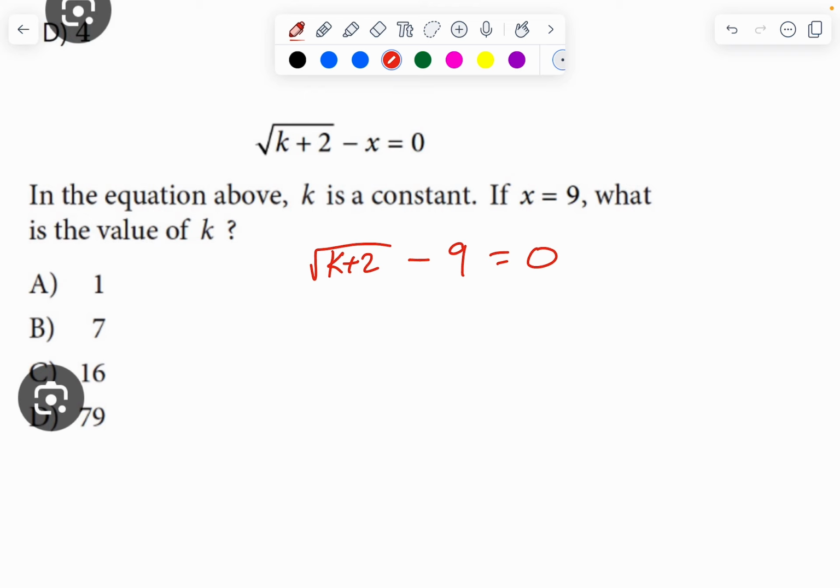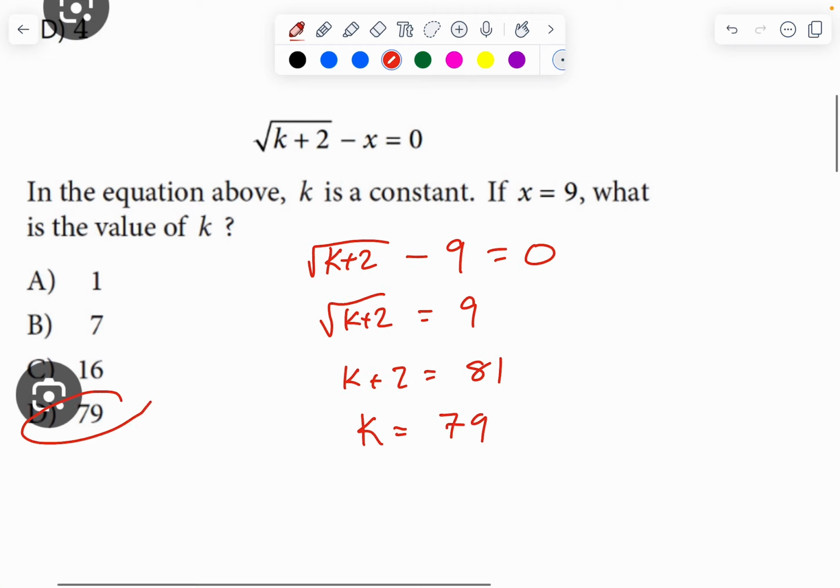It's more straightforward than the previous one, in my opinion. We just need to solve. And so when I see the square root, I undo square roots by squaring both sides, and then I can subtract. And there we go. That to me was straightforward.